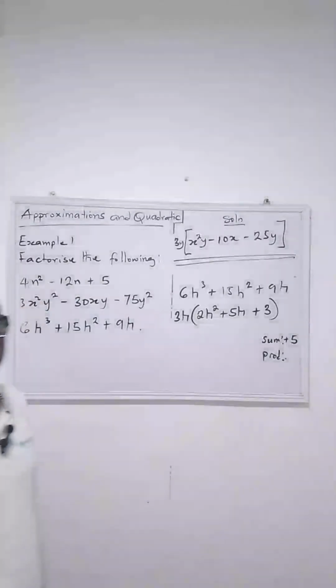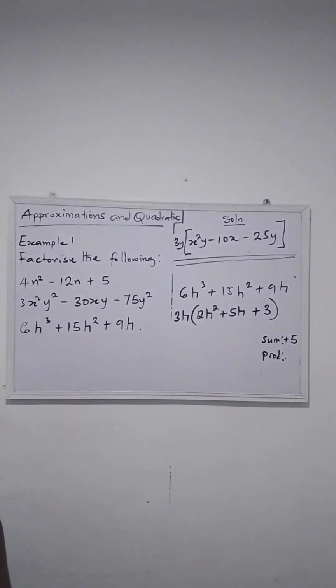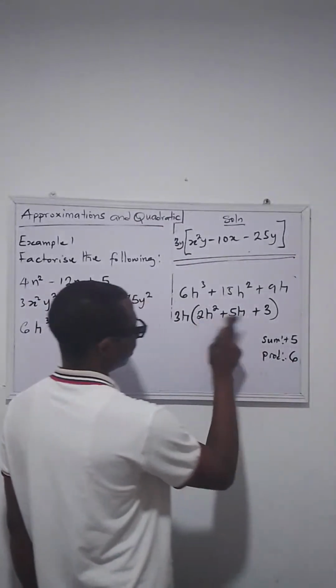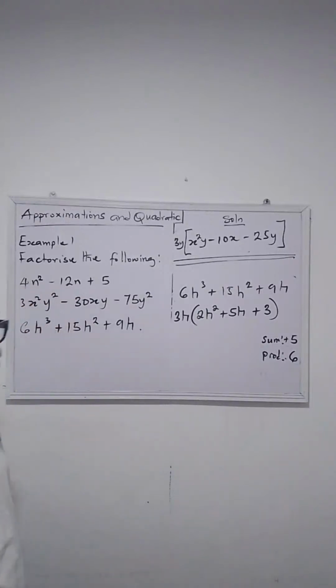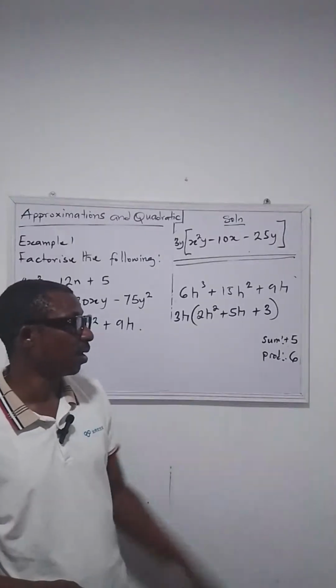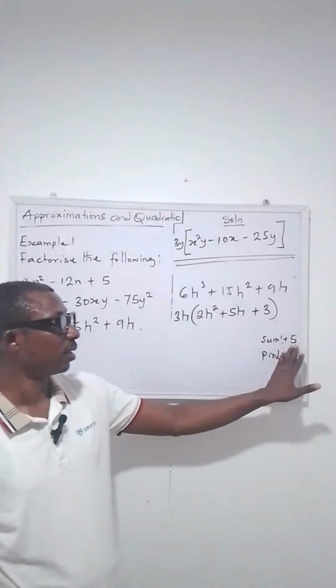And what's going to be the product? Can you tell me what's going to be the product? Drop your answer in the comment section. All right, so that is what? 6. That's 3 times 2 or 2 times 3. So now we need two numbers such that when you multiply together, you have this, and when you add together, you have plus 5.